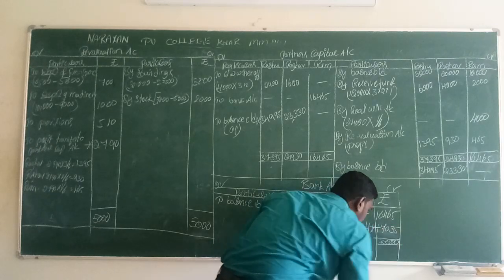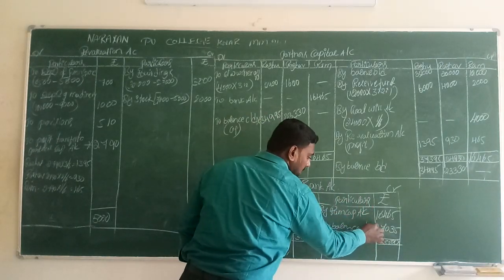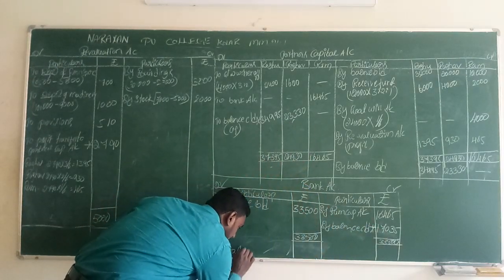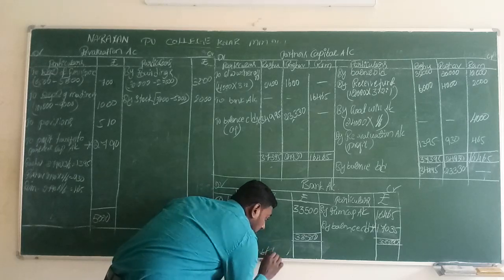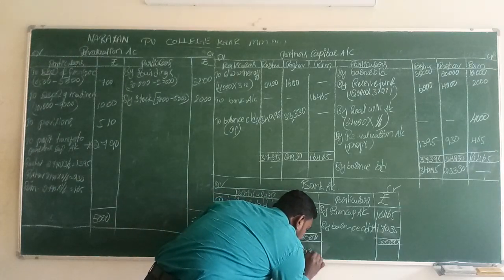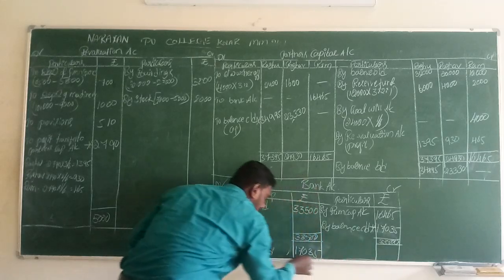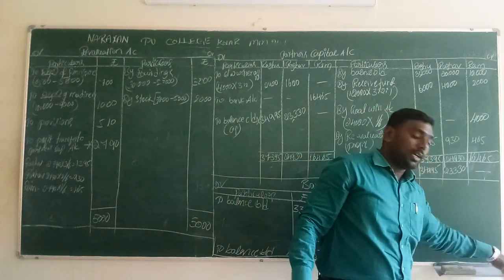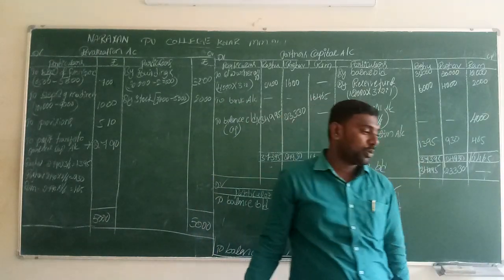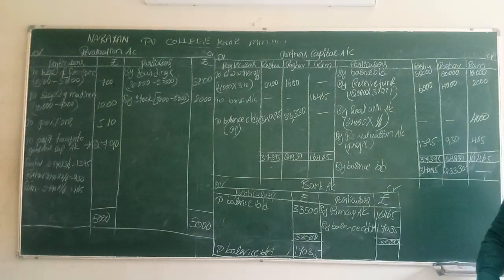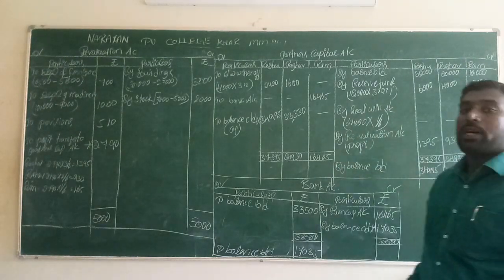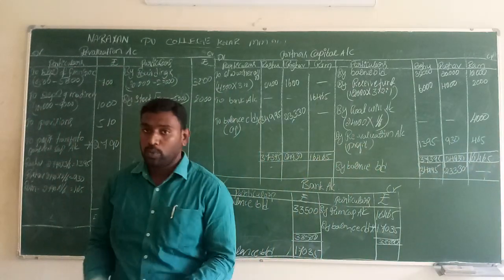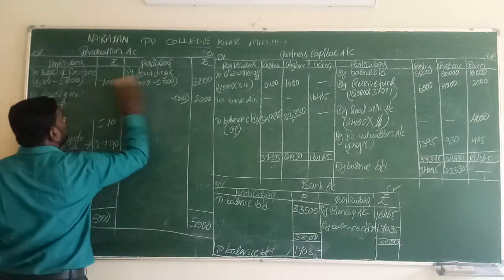So we have to find out this balance carried down. The same balance we transfer as balance brought down, 17,035. Now we have completed the third account also. Next we have to move to the preparation of the new balance sheet of the new firm. So we have to prepare the new firm's balance sheet.